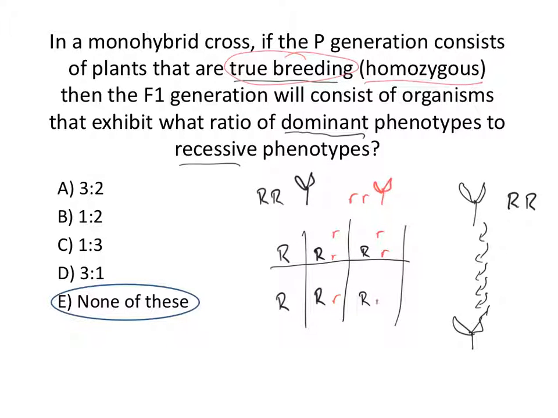However, the question here is asking about phenotypes, not genotypes. And all of these plants here, because they have a single copy of that dominant allele, will all express the dominant phenotype. Hence the reason why E is the example. None of these plants here will exhibit the recessive phenotype. So this is our F1 generation.